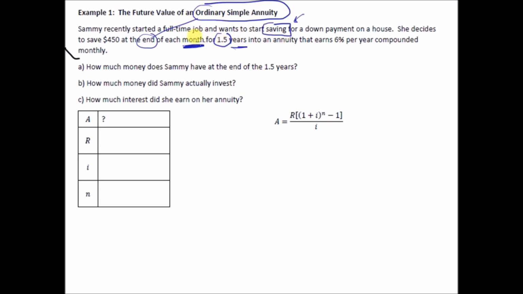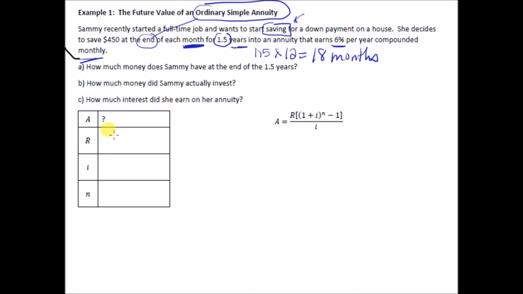If you think about 1.5 years in months, it would be 1.5 times 12 months a year, which is 18, so a total of 18 months. Keep that in mind. This goes into an annuity that earns 6% per year compounded monthly. So again, it actually tells you that it's monthly.